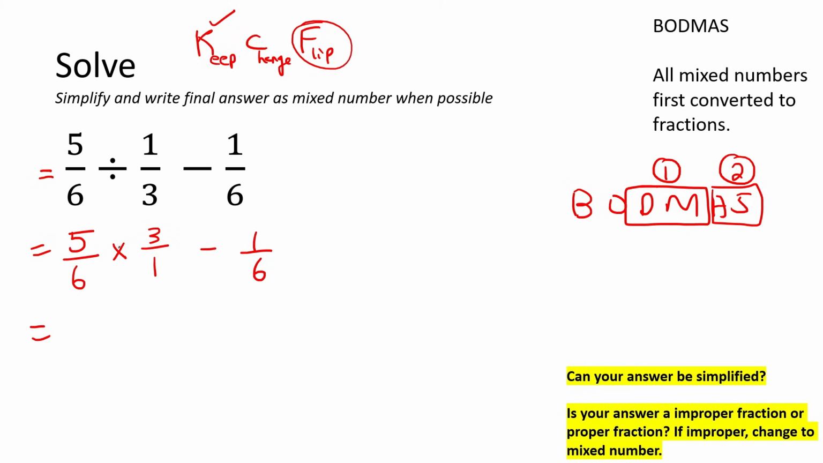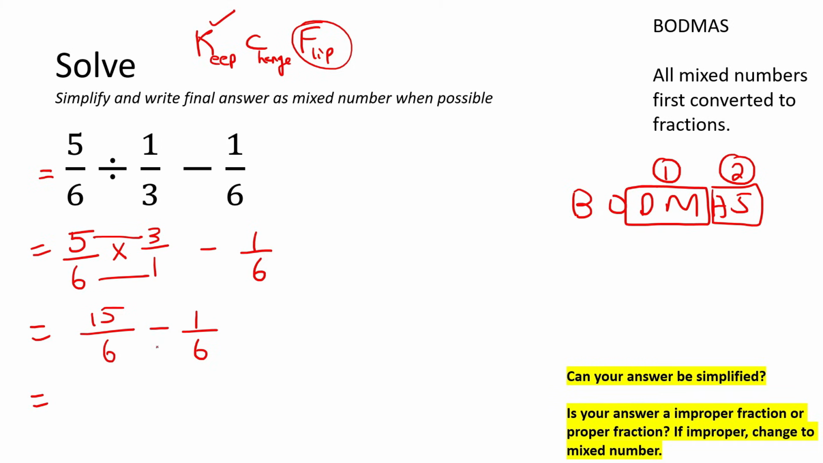Now, we know that when these numbers are nice and small, you can just multiply them across. You can break this number up into 2 times 3 if you want. That's not a problem. But I think these numbers are nice and small, so I'm just going to leave it like that. So what is 5 times 3? 15. What is 6 times 1? 6. There we go. Now we've got subtraction.